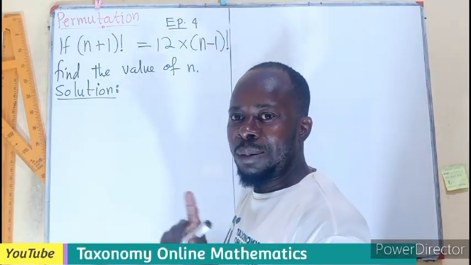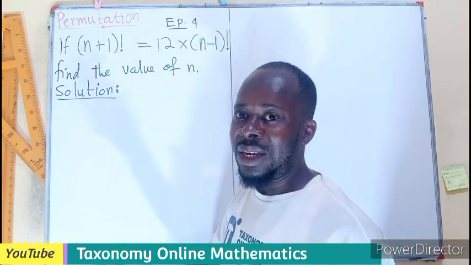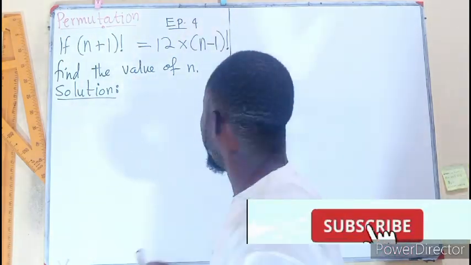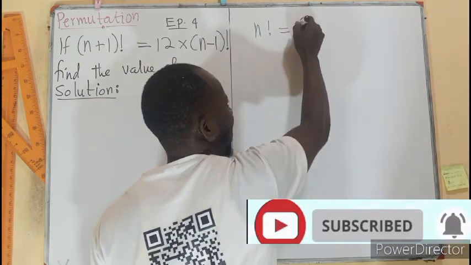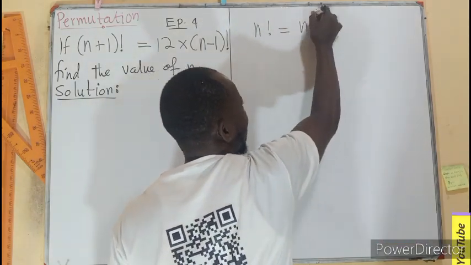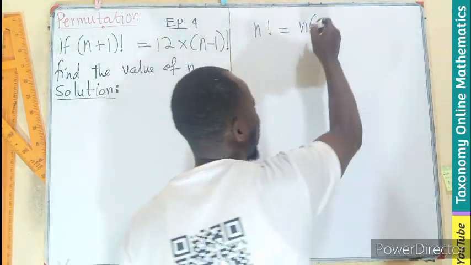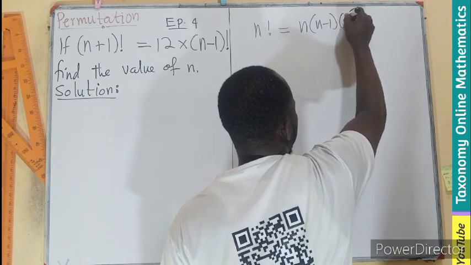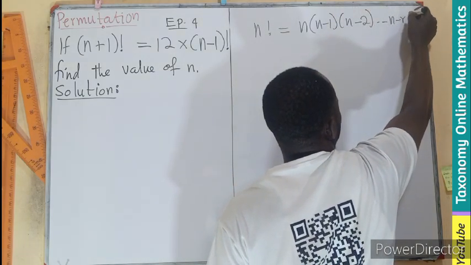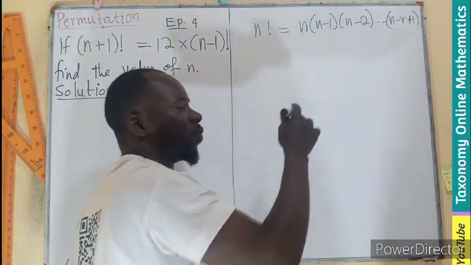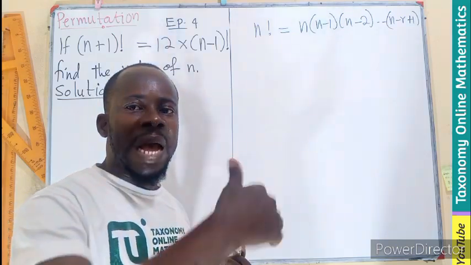A quick one on this. Remember what we said about factorial when we started the tutorial on permutation? We did mention that if I have n factorial, it simply means the integer times all integers that are less than that particular integer. So n, n minus 1, n minus 2 in that order, down to n minus r plus 1. This is what we have, meaning we are multiplying all integers less than that particular integer up to 1.